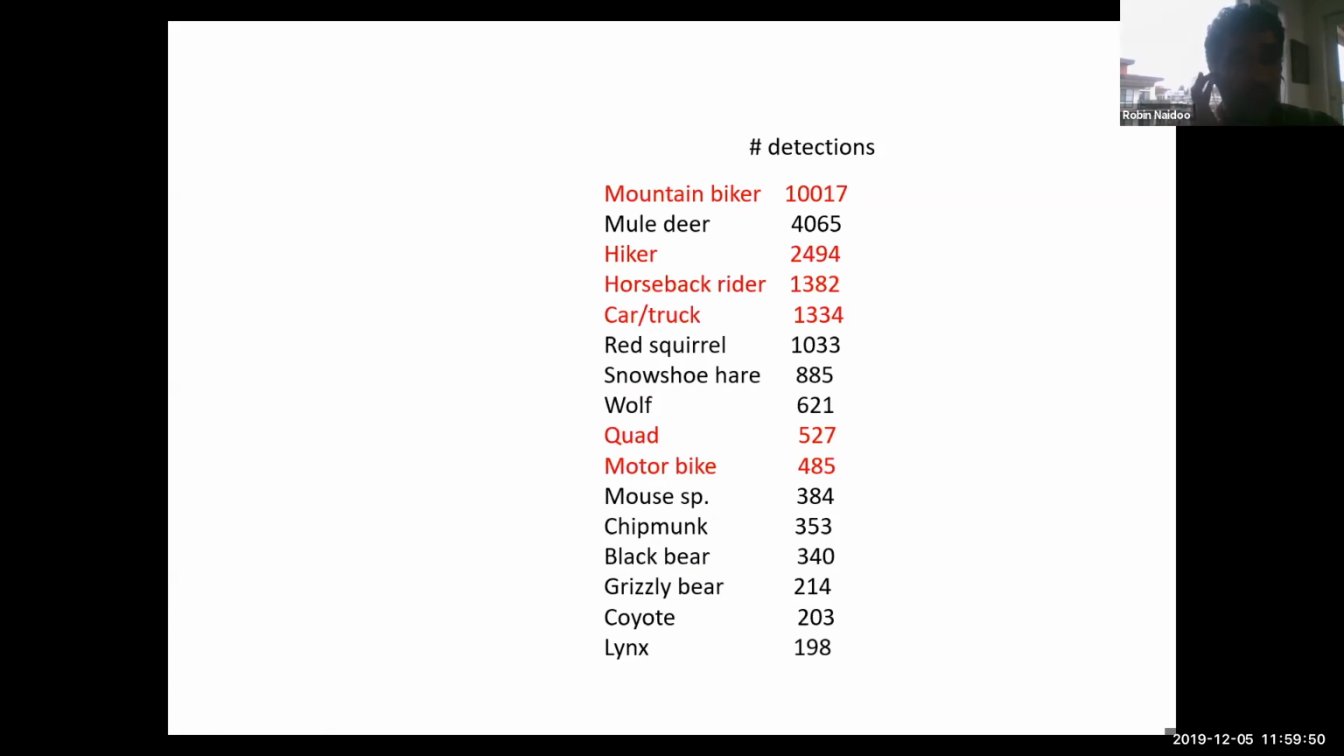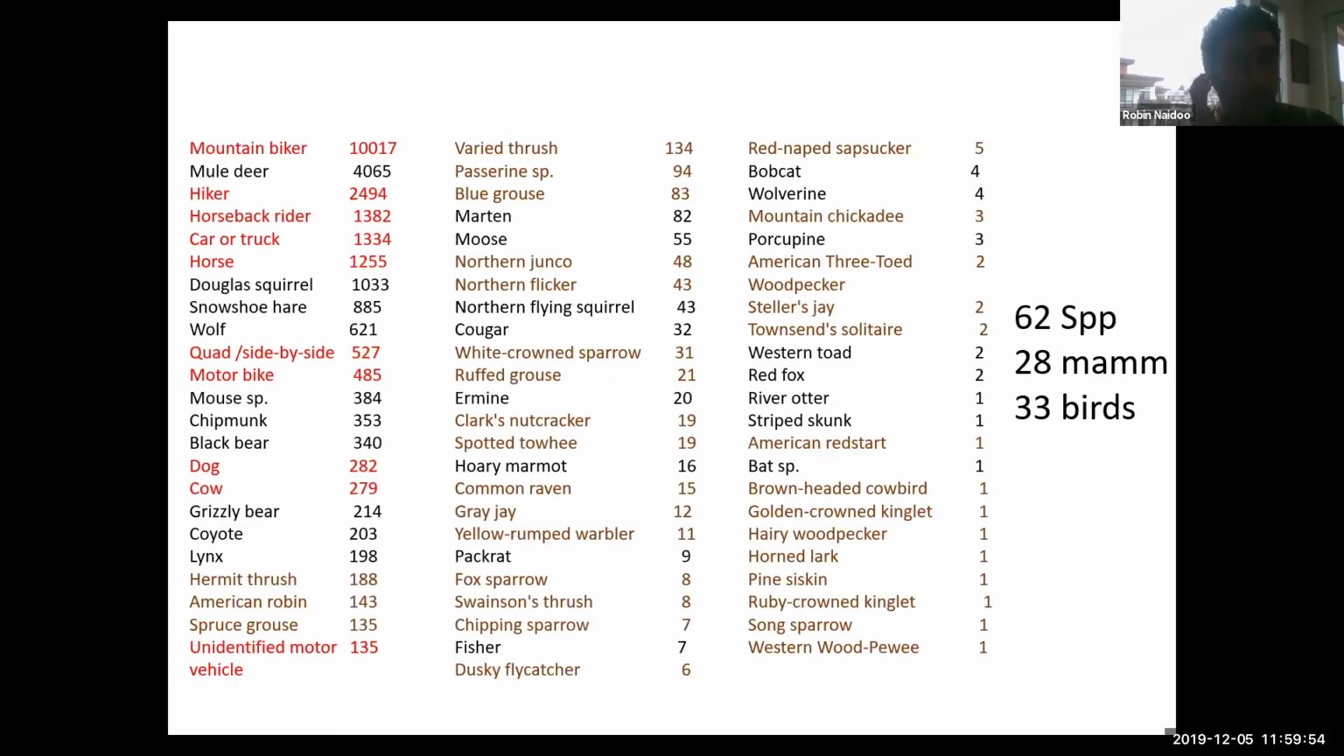One of the things that was surprising though, next slide, Arnaud, was the array of different species that we detected. Even though these cameras are largely geared for medium to large sized terrestrial wildlife, we actually found a huge number of birds on the camera traps. So 33 bird species, as well as the 28 mammal species that we detected.